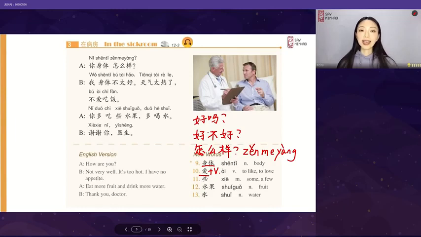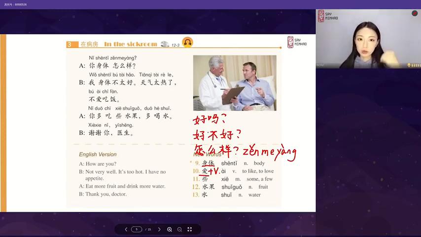Then it is 爱吃, 吃 is eat, 爱吃中国菜. And you love to study is 爱学习. Okay, and the negative form of it is 不爱.